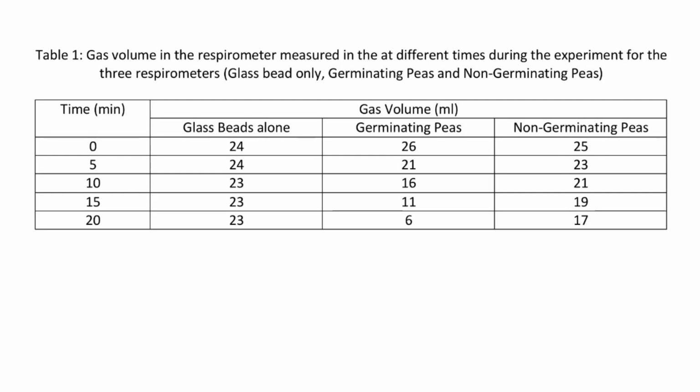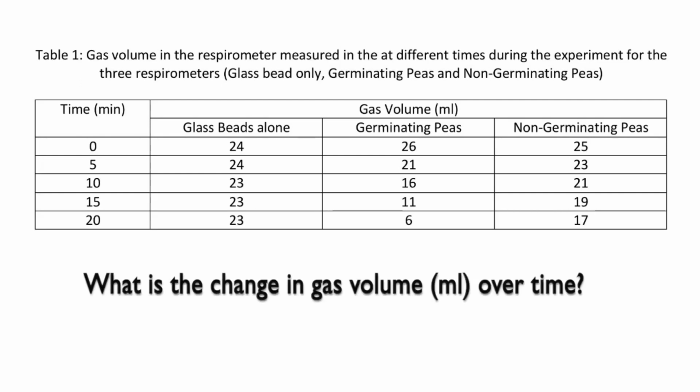Now, since this is a time series, the first thing that we should look at is how does the difference or change in gas volume vary over time. So we would obtain that by taking the value at a given time point, for example time 10 minutes, and subtracting it from the value at time 0.